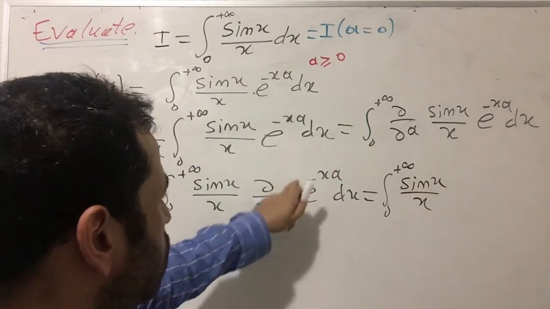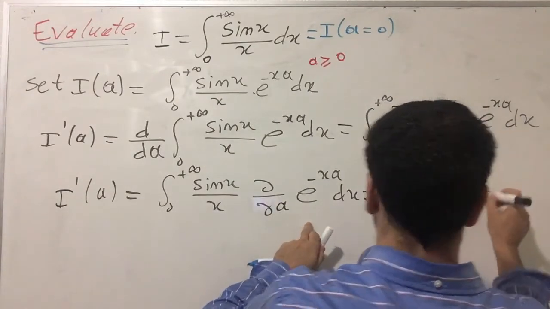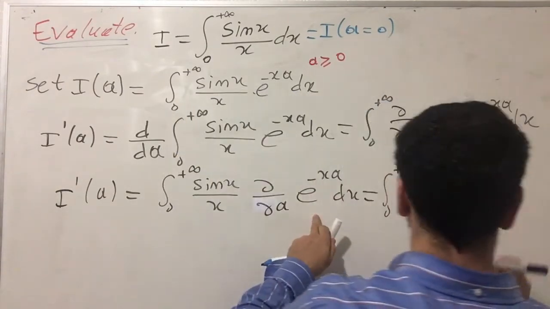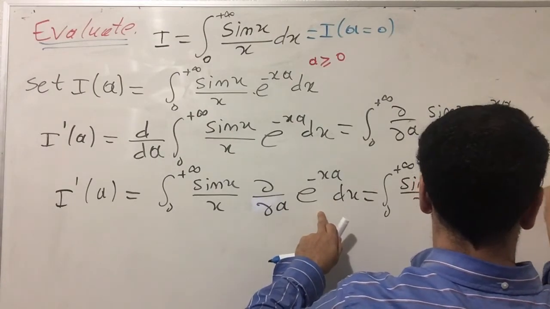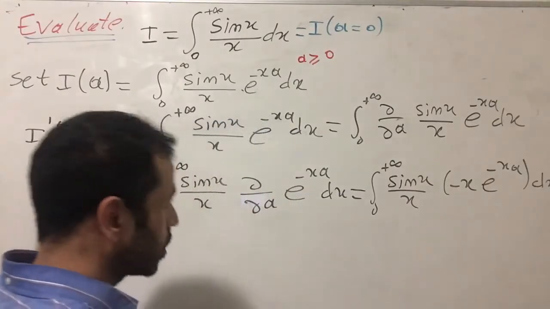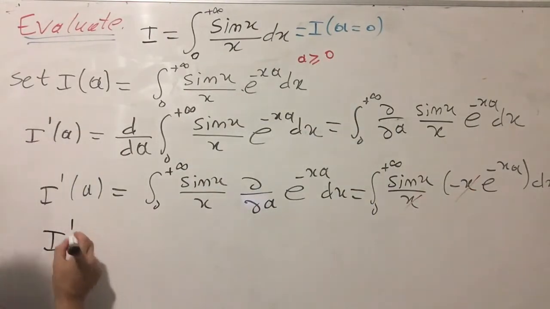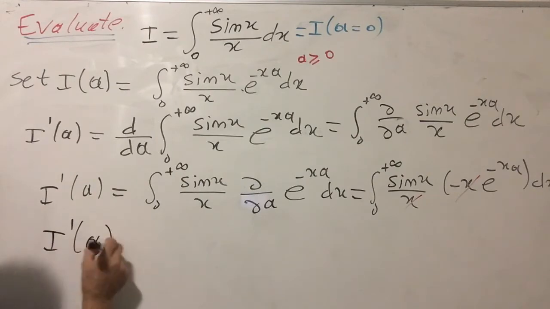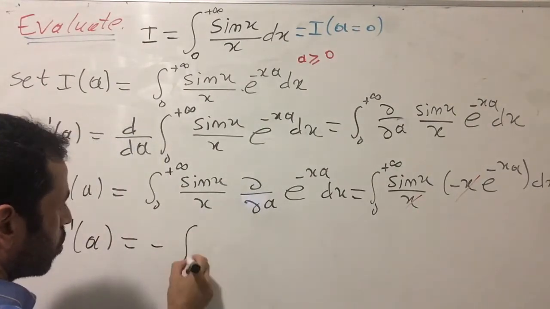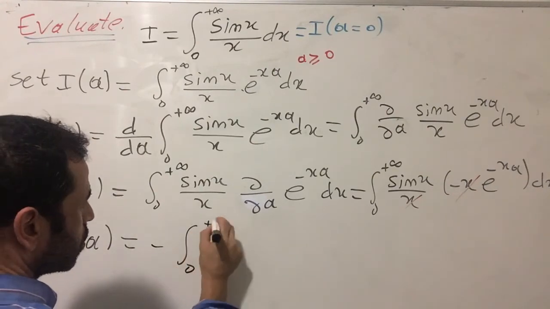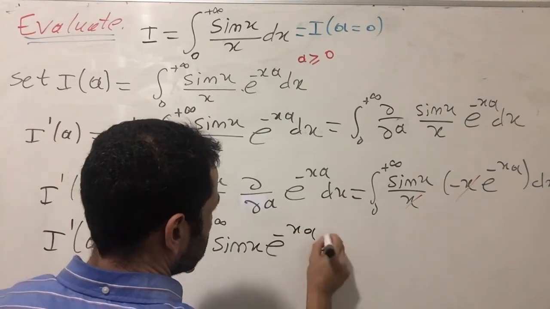I'm going to differentiate this one. I will have minus x, because x is a constant in this case, multiplied by e to the minus xa dx. Now this x will be cancelled out with this x. I will have a new integral: I prime of a equals minus, putting the minus sign outside, the integral from 0 to plus infinity of sine x multiplied by e to the minus xa dx.